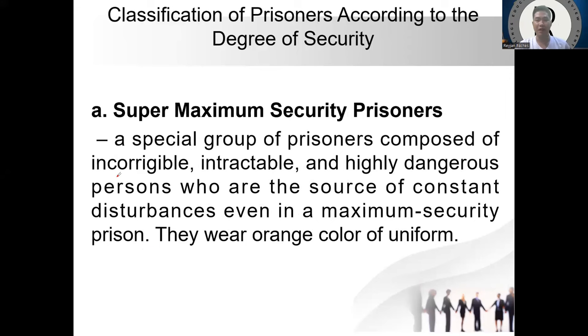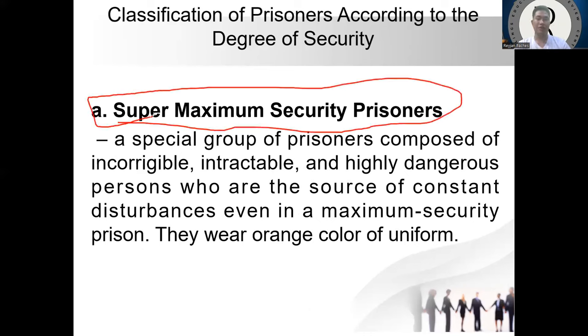Dito naman tayo sa classification of prisoners according to the degree of security needed. So, of course, meron tayong super maximum. Okay, super maximum wherein yung groups of prisoners na nakalagay dyan, of course, sila yung tinatawag natin na special group of prisoners. They are intractable, incorrigible, and highly dangerous person. Okay? So, highly dangerous. Hindi na yung pwedeng pagkatiwalaan yan sa labas. So, of course, they are source of constant disturbances even in maximum security prison.